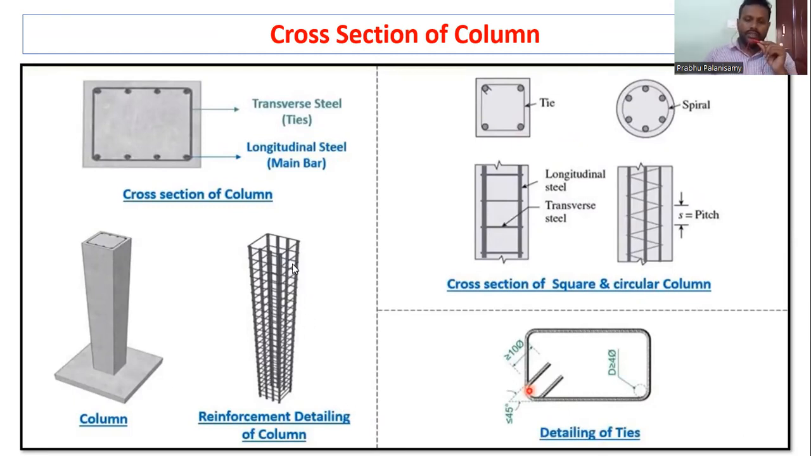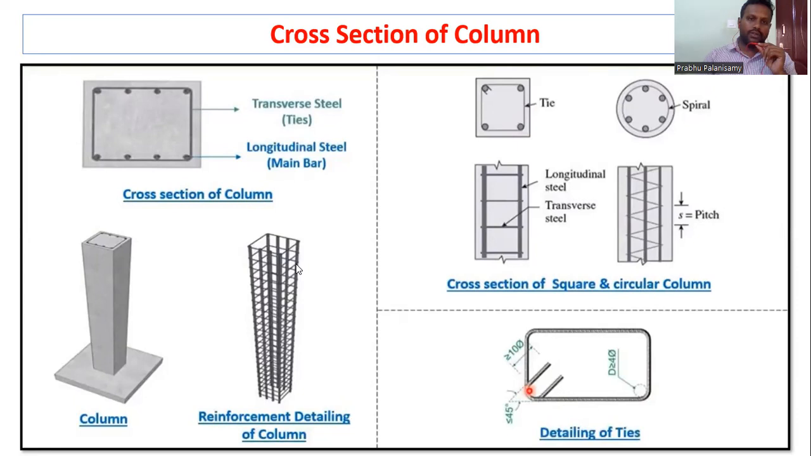So here we may see the reinforcement detailing, and this is the stirrups detailing of the column. We may have that this is a tie, this is a longitudinal steel, and this is a transverse steel, and the difference is a pitch. So for a circular column, we have a pitch and the spiral here. Okay, so this is the cross section of a column.